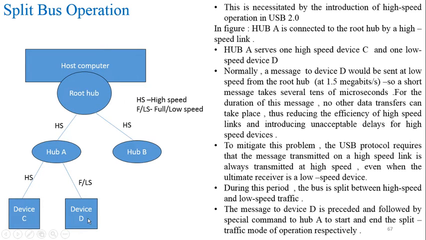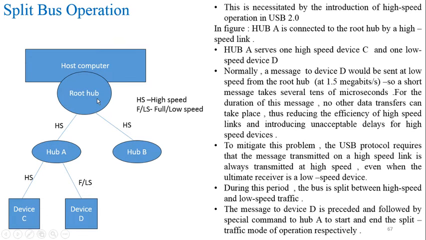That means certain devices are low speed devices. To avoid this problem, the USB protocol requires that a message transmitted on the high speed link is always transmitted at high speed, even when the ultimate receiver is a low speed device. That means here the root hub wants to transmit data to device D, and device D is a low speed device. Here it is a high speed link and here it is a low speed link, so the ultimate destination is on a low speed link.